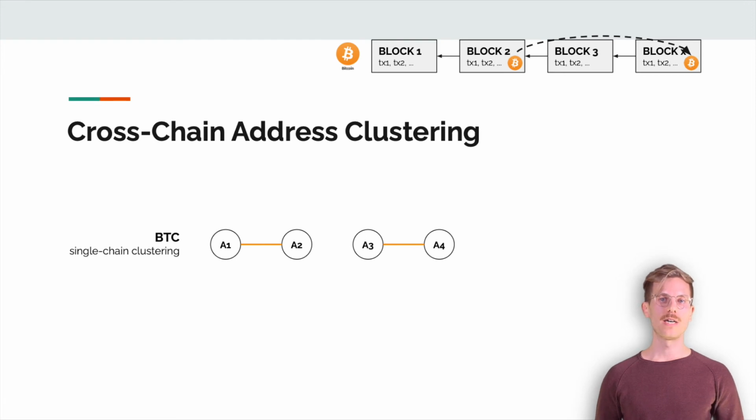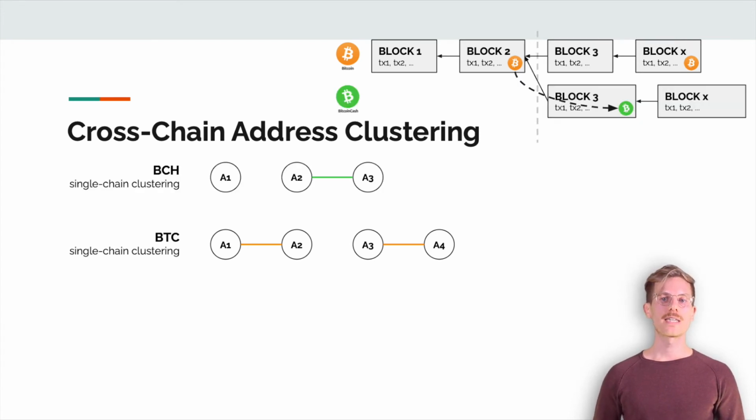The result is a graph of addresses where addresses that likely belong to one user are linked. On the left, you can see an example of a single-chain clustering for Bitcoin. It indicates that address 1 and address 2 belong to one user, and address 3 and address 4 belong to another user. The same single-chain technique can be applied on Bitcoin Cash, where we might find another result due to the fact that the same coins can be spent differently on Bitcoin Cash. Using Bitcoin Cash data, we might find that address 2 and address 3 belong to one user.